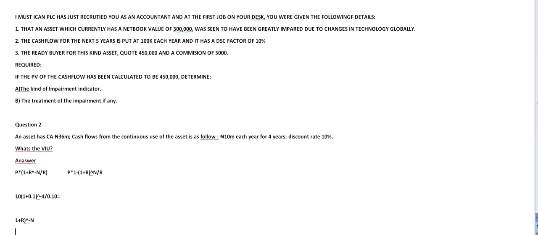So that will now be 10 multiplied by 1.1 raised to power, the first year is 1. Anything raised to power 1 is what? Are we together?